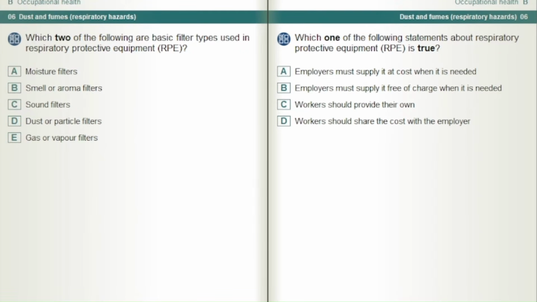Which one of the following statements about respiratory protective equipment, RPE, is true? Employers must supply it at cost when it is needed. Employers must supply it free of charge when it is needed. Workers should provide their own. Workers should share the cost with the employer.